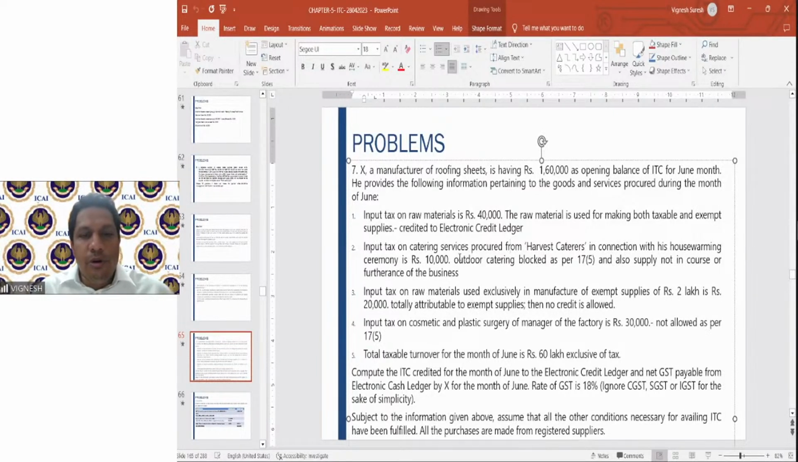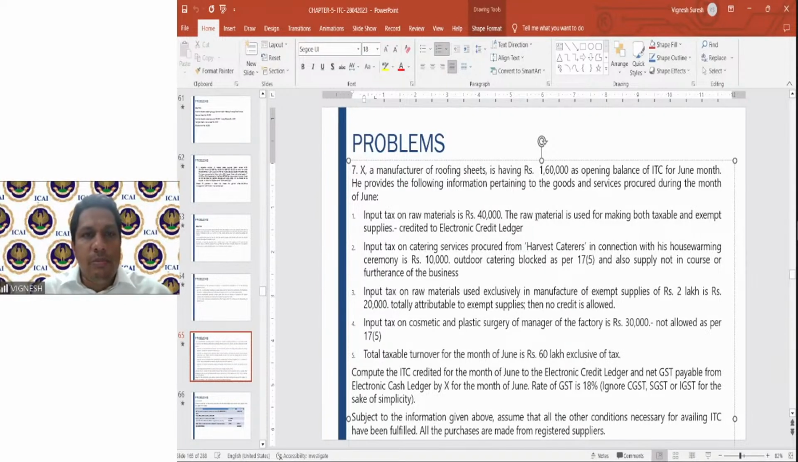Second one, input on catering services. Totally blocked as per section 17 subsection 5. It is very clearly given. It's totally blocked, so this will not come into the picture. Then input on raw materials used exclusively in manufacture of exempt supplies of 2 lakhs, this also 20,000. It is totally attributable to exempt supplies. So therefore, nothing will be credited. Then we come to the cosmetic and plastic surgery of manager of factory, 30,000.